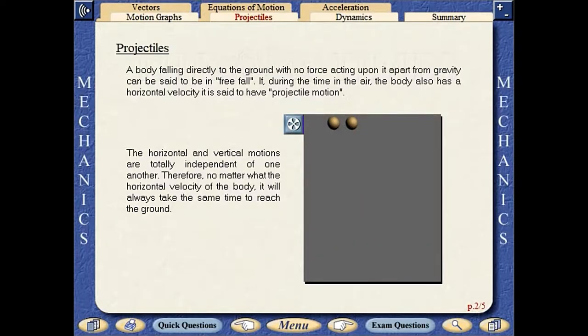A body falling directly to the ground, with no force acting upon it apart from gravity, can be said to be in free fall. If, during the time in the air, the body also has a horizontal velocity, it is said to have projectile motion. The horizontal and vertical motions are totally independent of one another. Therefore, no matter what the horizontal velocity of the body, it will always take the same time to reach the ground.